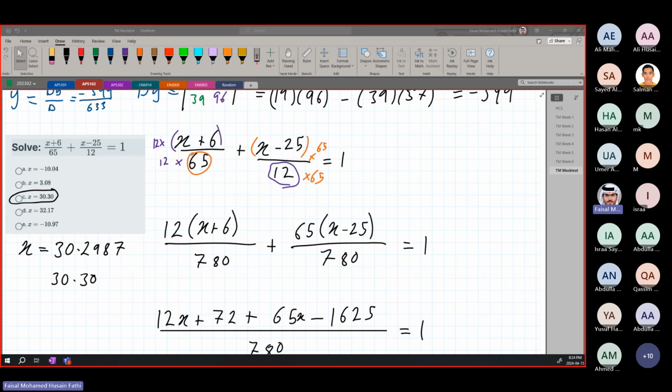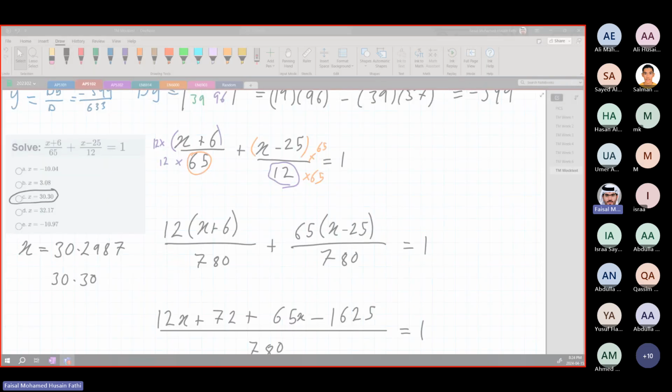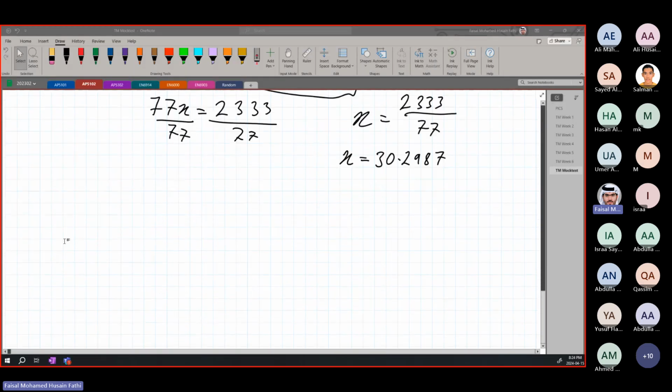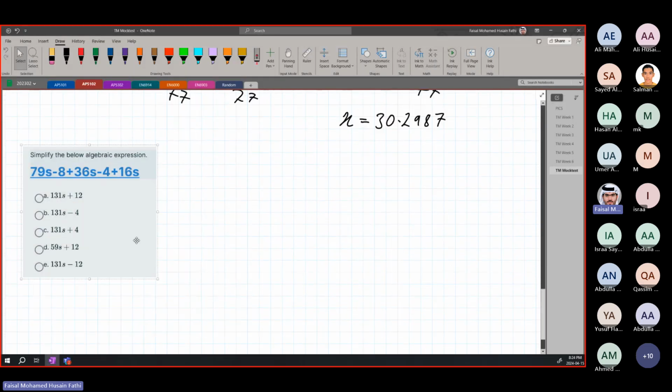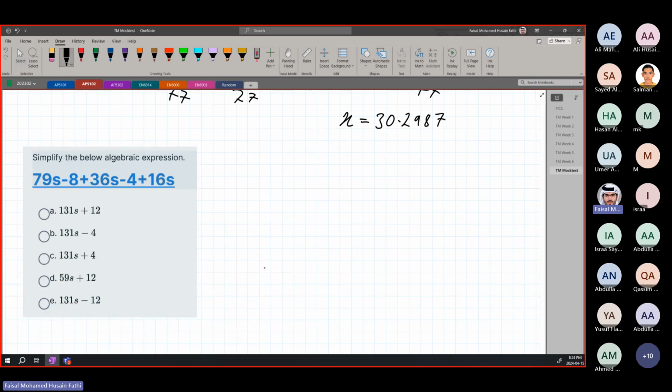Simplify the algebraic expression. So this one's very simple. Most of you should know this one. So here we're just simplifying. Okay, we have 79s, 36s, and 16s. We're going to group them up together. So 79s plus 36s plus 16s minus 8 minus 4. Okay, anything with the s's we'll group together. Anything without we will group separately.